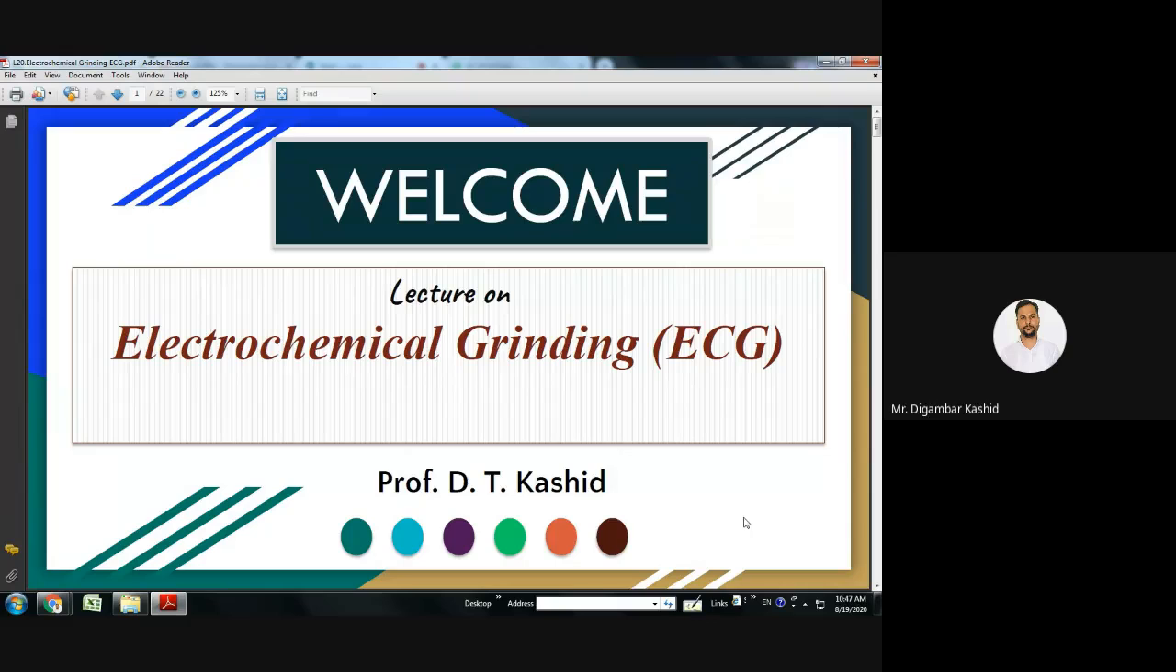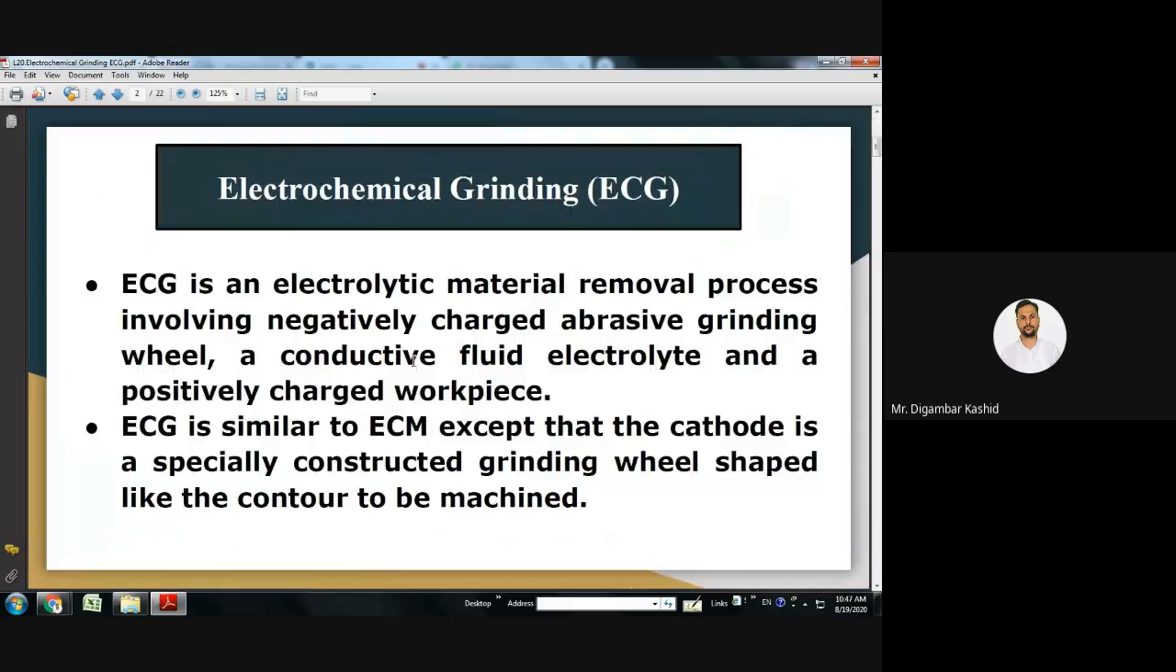Okay. So let us discuss the introduction of electrochemical grinding. This electrochemical grinding is an electrolytic material removal process in which a negatively charged grinding wheel, a conductive fluid electrolyte, and a positively charged workpiece are used. That means your workpiece will act as the anode, your abrasive grinding wheel will act as your tool, that is the cathode. And in between that gap we flow our conductive fluid, the electrolyte.